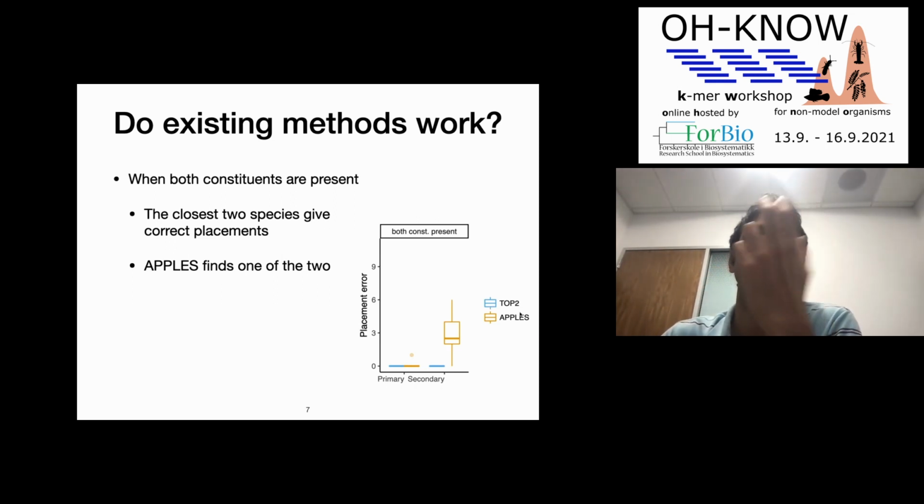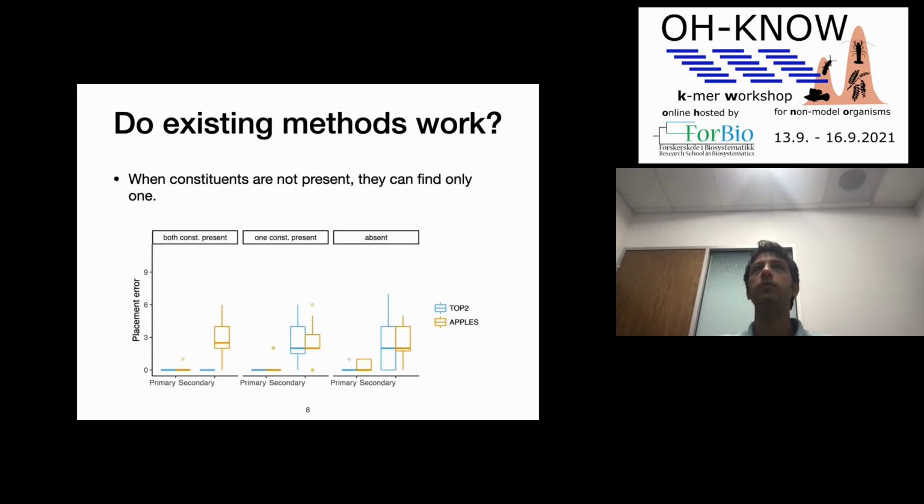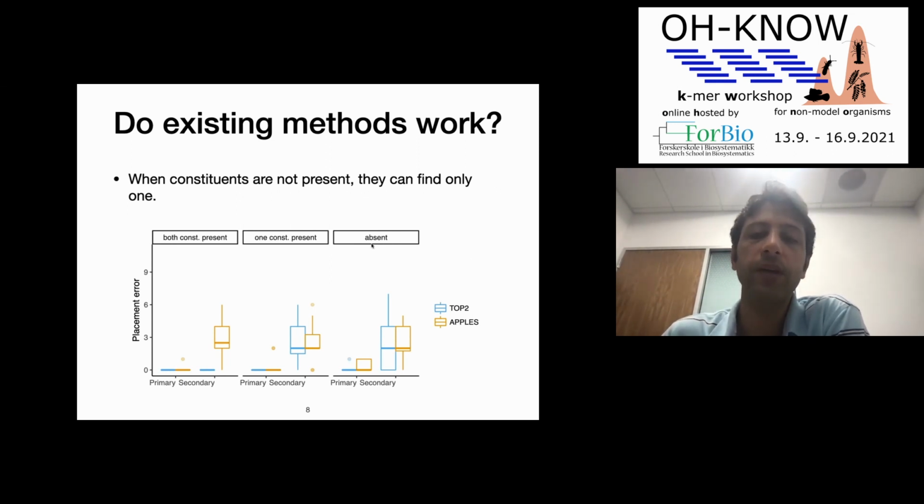So far, it seems like this top two approach works. You just compute distances and find the top two. But of course, the interesting case is when one or both of the constituents are missing in the reference data set. You don't have them in your reference. What happens then? Well, the results are interesting.